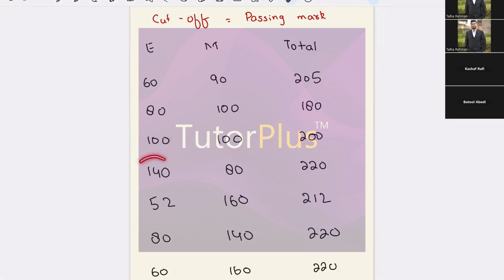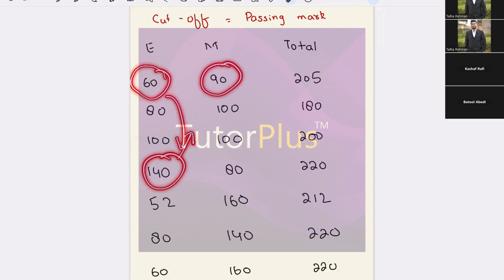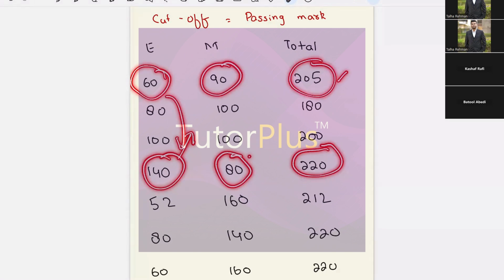And if you were to talk about this person, somebody who happens to be very good at English, he needed 60 marks and he ended up getting 140. In maths, he needed 90 marks and he ended up with 80. And the total marks that were required were 205, and this person ended up getting 220. Even then, this person will fail the IBA test. And why exactly will this person be failing the IBA test? Because this person seems to have failed the maths portion by 10 marks.